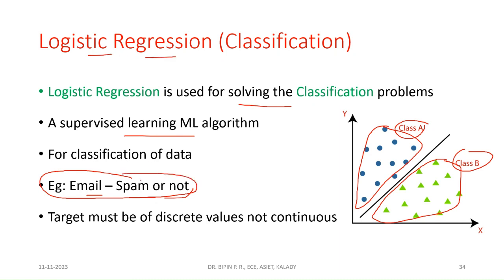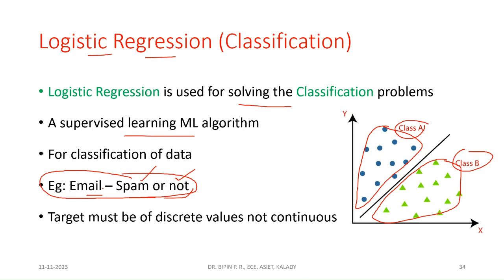So spam means it's class A, or it's a spam class. Now not spam means the second class, class B. So like that we can have classification. Now other examples we have just now discussed: cancer, yes or no, again a classification; different types of trees, a multi-class classification. Today we'll be seeing the binary classification between two classes, class A and class B only.